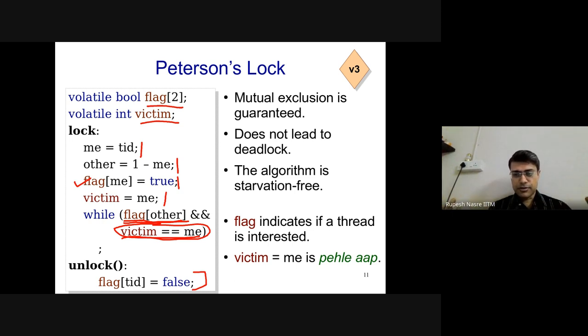Now on CPUs, there could be tens of threads. We said that on GPUs, there could be thousands of threads. How am I going to use Peterson's lock for that? No, Peterson's lock cannot be used for that. There is a generalization of Peterson's lock called Bakery algorithm, which we need to use for that reason. But there are other ways in which you can ensure locks, right?